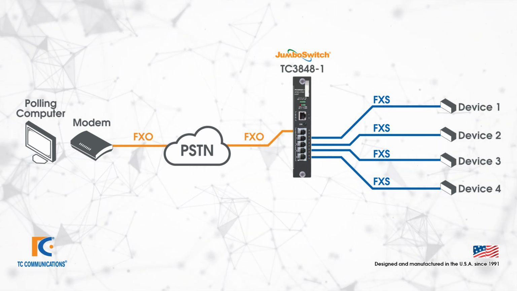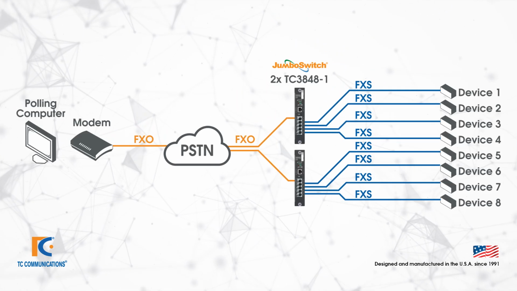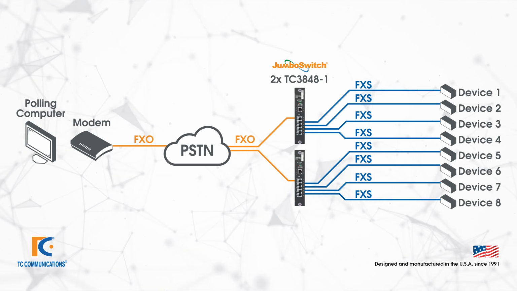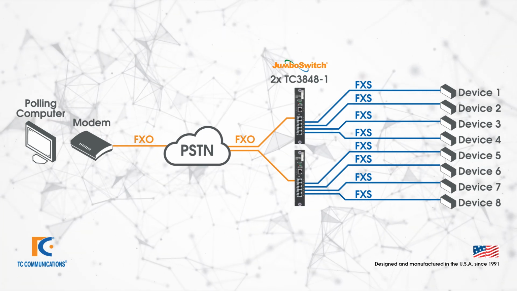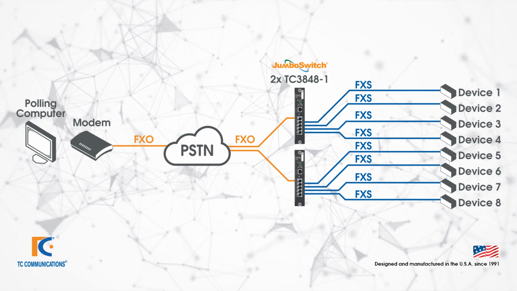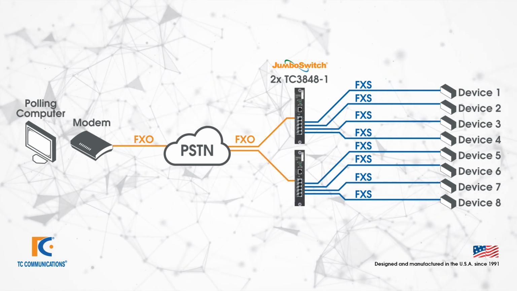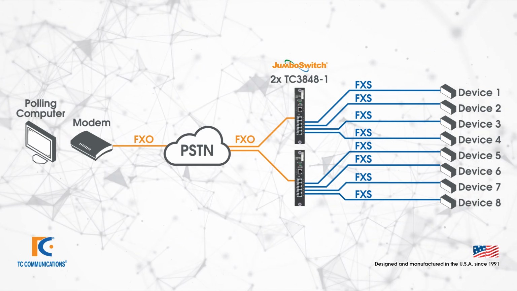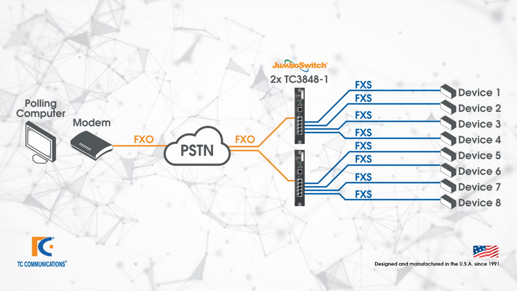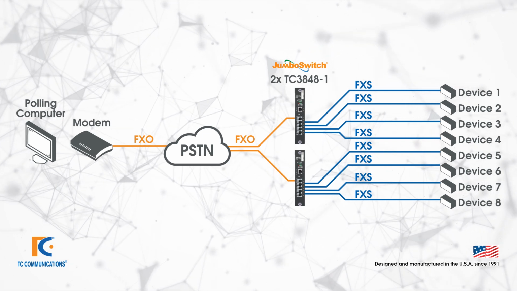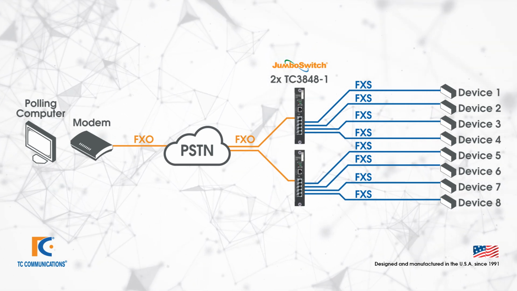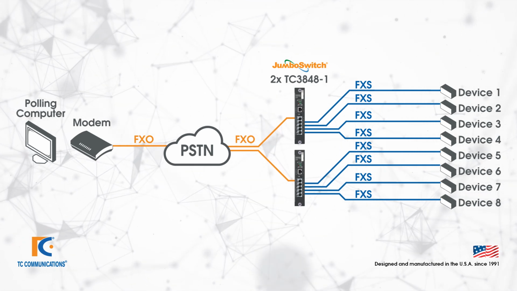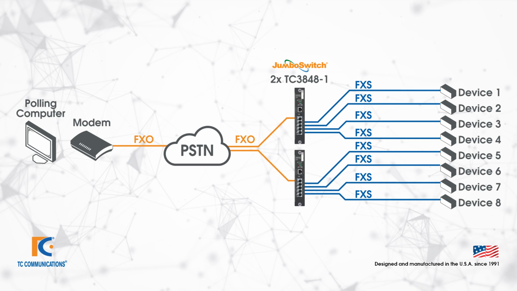The beauty of the TC3848-1 is you can use multiple devices to give you more FXS ports. If you want to connect more devices, such as the 8 devices shown in the original example, you can simply add another TC3848-1. We can connect the 2 via their integrated IP ports. You now have 2 incoming FXO ports and 8 outgoing FXS ports, and the virtual PBX is shared between them, thus any of the FXO ports can connect to any of the FXS ports.